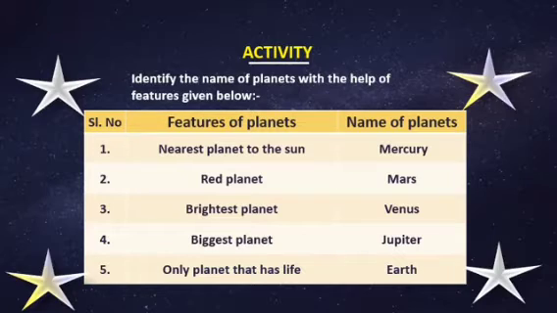Nearest planet to the Sun, Mercury. Red planet, Mars. Brightest planet, Venus. Biggest planet, Jupiter. Only planet that has life, Earth.